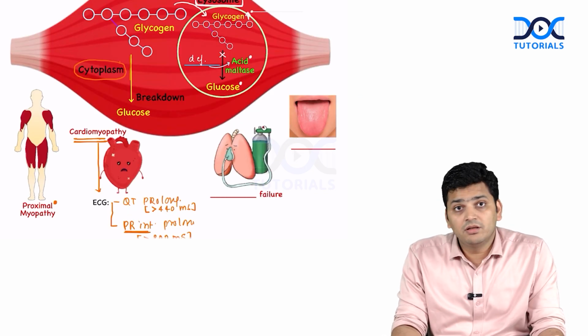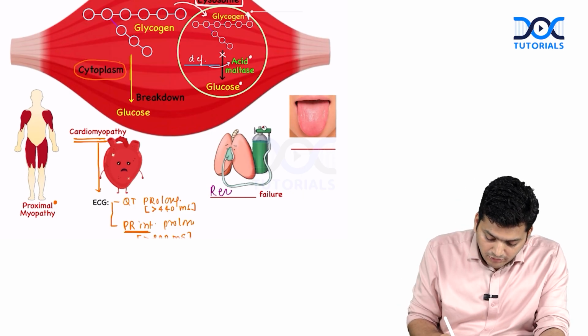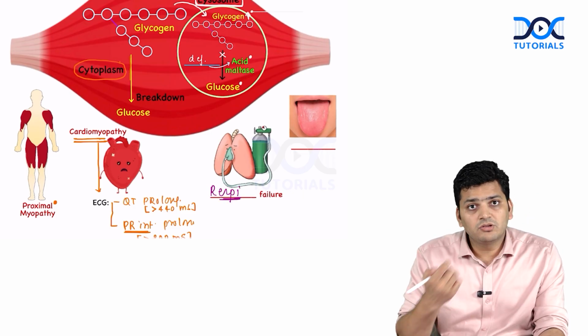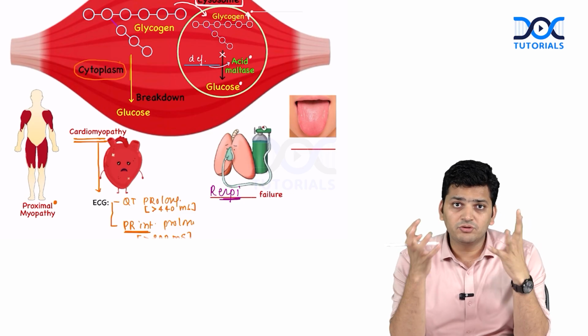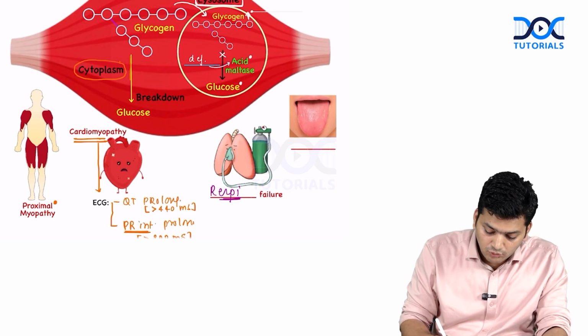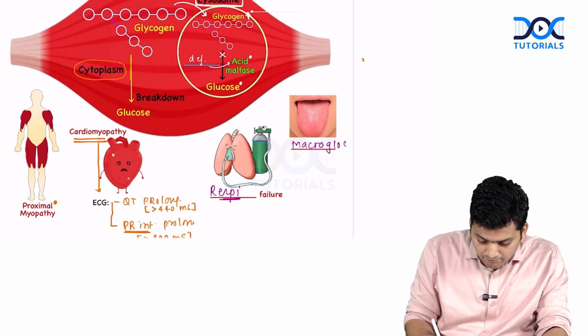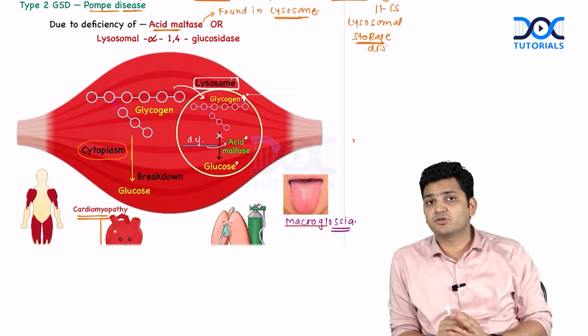One of the muscles that can be disturbed is the diaphragm also. So this child may develop respiratory failure also. The tongue is also a muscle. So these lysosomes are going to have a lot of glycogen stored there. So tongue muscle hypertrophy can be there, which means there can be macroglossia. All these features, this cumulative picture, is called the Pompe disease.